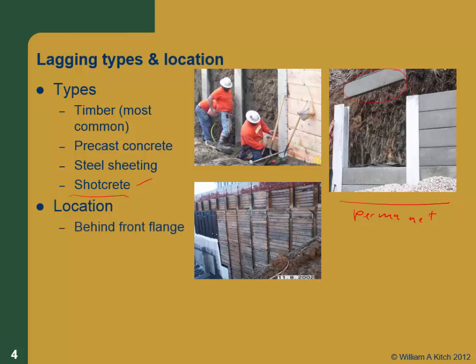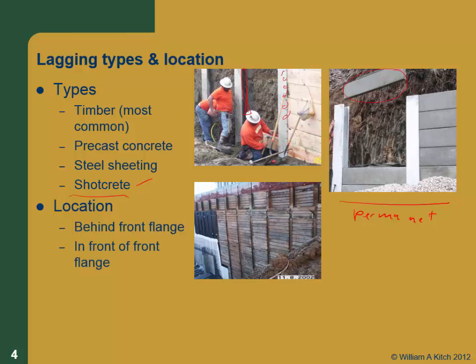And then the location. There's three places we can put the lagging. We can put it behind the front flange, which is generally, I would say, the most common, at least it used to be the most common, and that's what's going on right here. Notice that the excavation here, if you look carefully, is just 4 or 6 inches behind the front flange. And so the timber is actually going behind the two flanges. And you can see a bunch of little tabs on here. Can you see those little tabs on there? They're basically nails that are nailed in and bent over to hold the lagging in. So it's actually placed behind the front flange. That's a very, very common one.